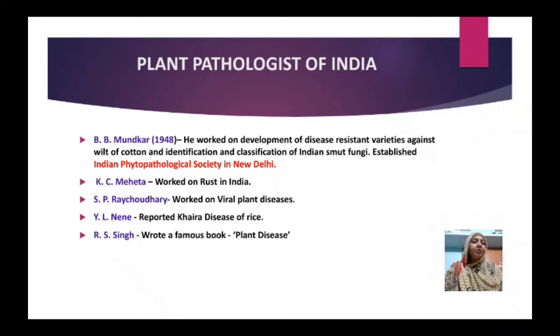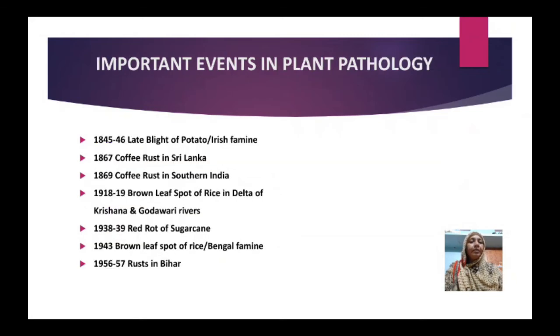B.B. Mundkur worked on the development of disease-resistant varieties against wilt of cotton. He also worked on the identification and classification of Indian smut fungi. He established the Indian Phytopathological Society in New Delhi. K.C. Mehta worked on rust in India, while Raychaudhuri worked on viral plant diseases in India. Nene reported Khaira disease of rice, and R.S. Singh wrote a book titled Plant Diseases.